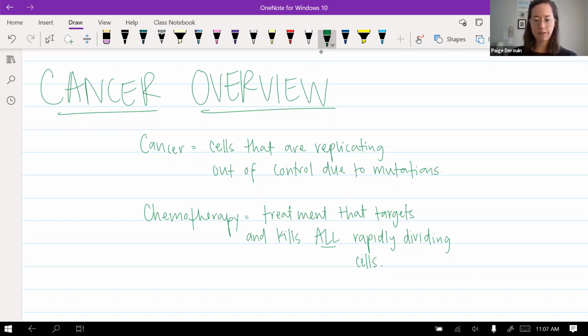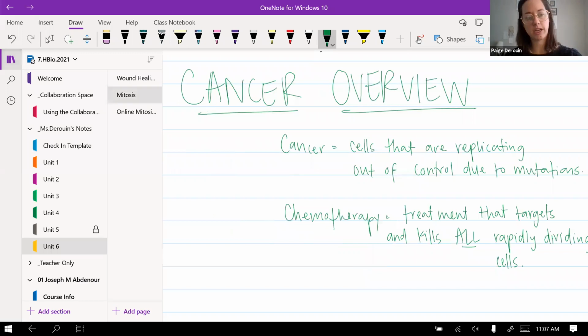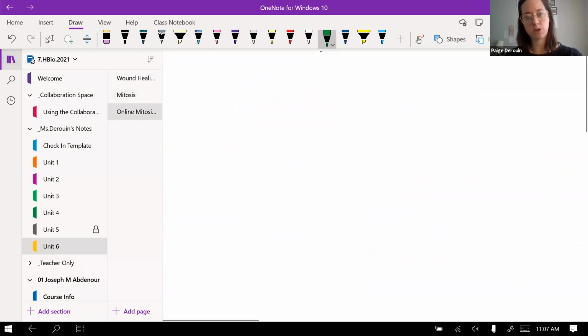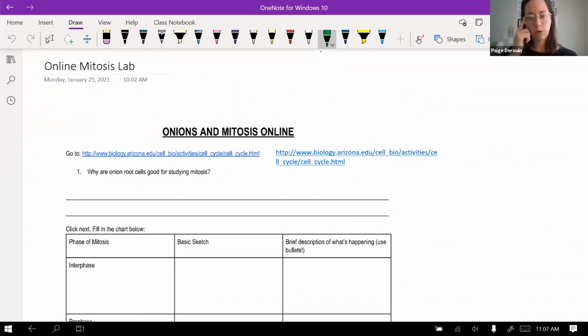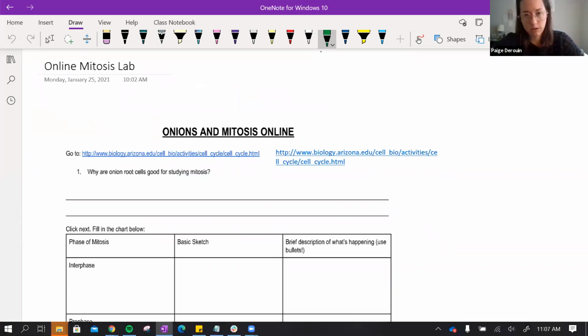Okay, so that is it for writing down notes. Everyone, you have another page in your OneNote below this. It's called Online Mitosis Lab. I'm going to just go over it really quick, and then I'm going to let you get off Zoom and do it, or stay on Zoom if you want to work with someone on Zoom.